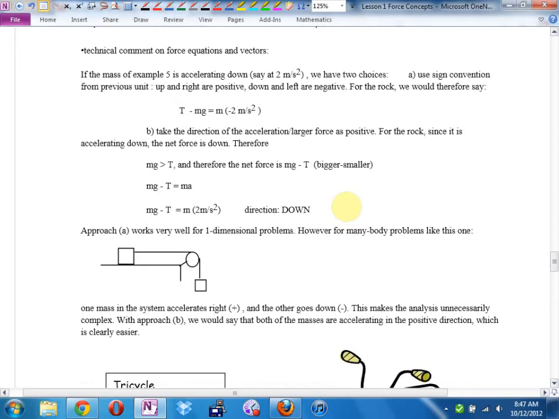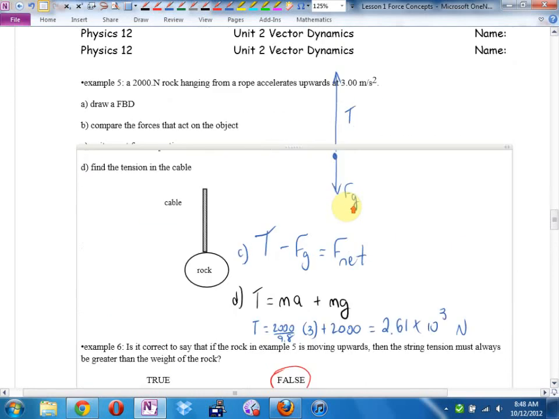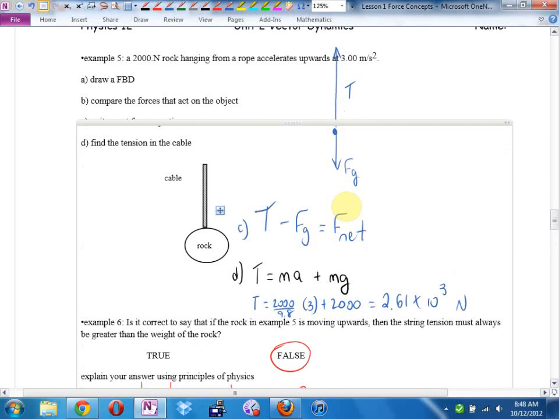Next page. Turn the page. A technical comment on force equations and vectors. Every so often, I'm going to have to get fussy and technical. Do you remember on the very first day, I told you almost everything I teach you this year is garbage. It is. We're simplifying like crazy. For example, this is garbage because there is another mass in this question that I totally ignored. Do you see it? Our rope has no mass.